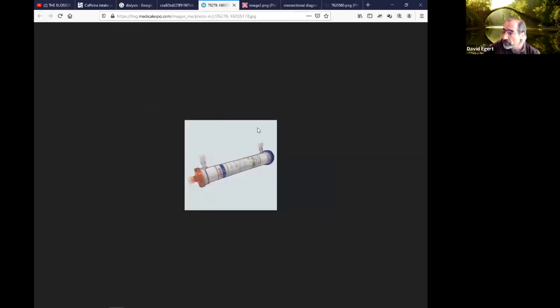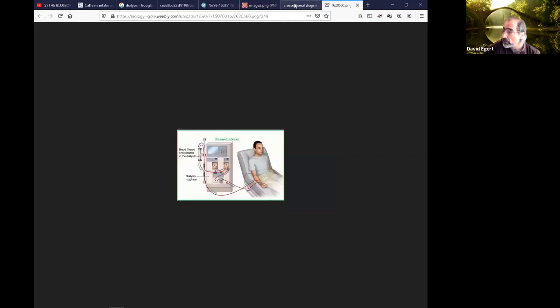This is even more realistic. This is an actual picture of one of these little cartridges. It's maybe a foot long or something. It basically jacks into the machine while the person is sitting there as the blood comes in, goes through, equilibrates and goes back in for like 6 hours. So just giving you a more realistic sense of what that looks like.